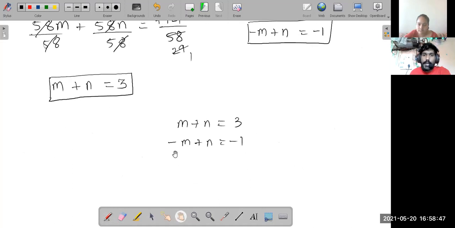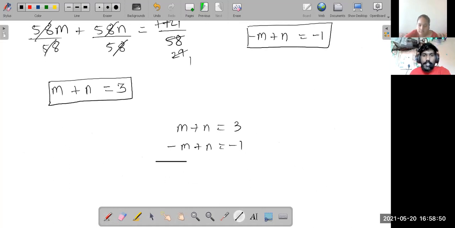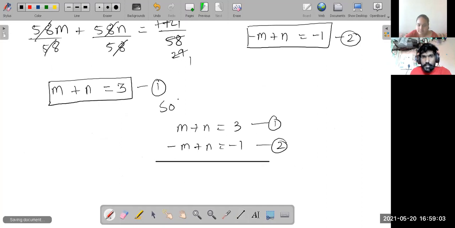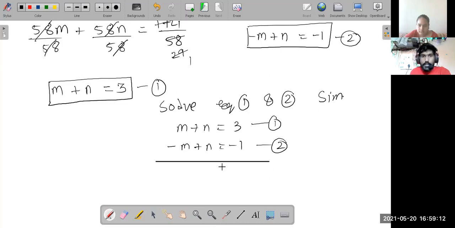Now instead of Cramer's rule, an easier way would be simultaneous equations. So solving it simultaneously, we'll just give them names. So this is equation 1. This is equation 2. Solve equation 1 and 2 simultaneously. So m and minus m cancel. So you have 2n is equal to 3 minus 1, that is 2.